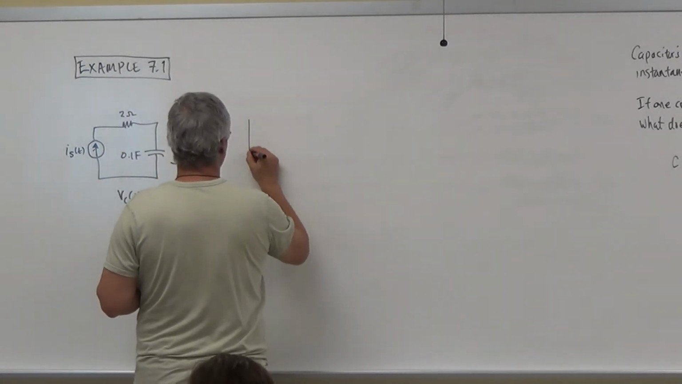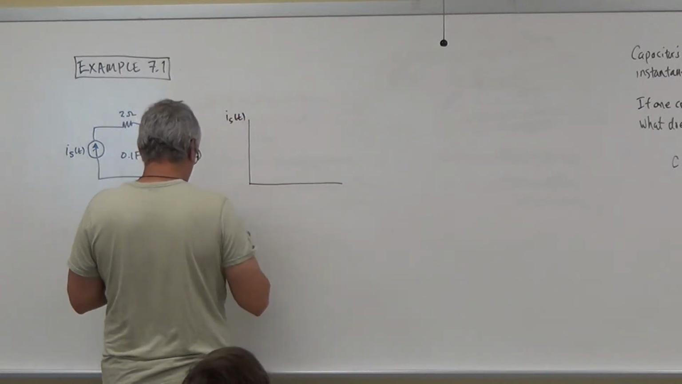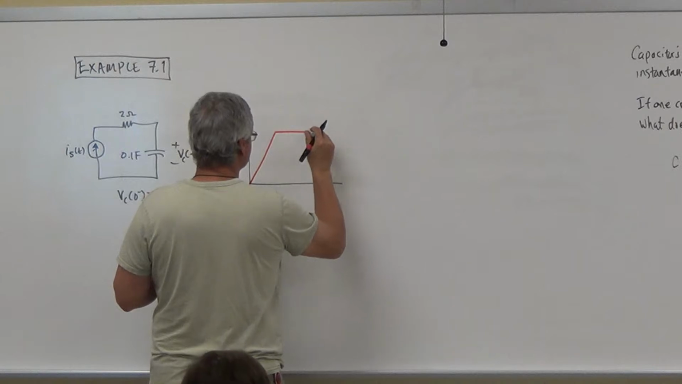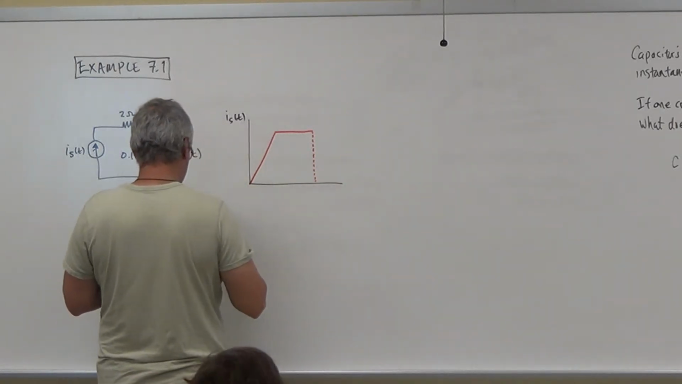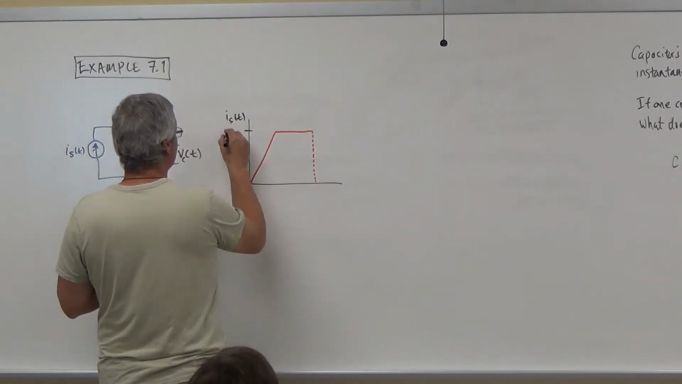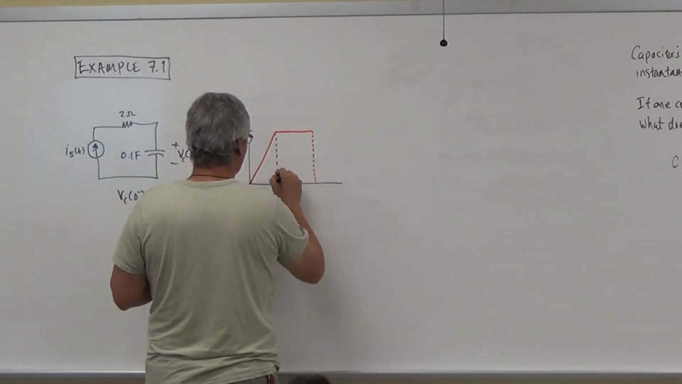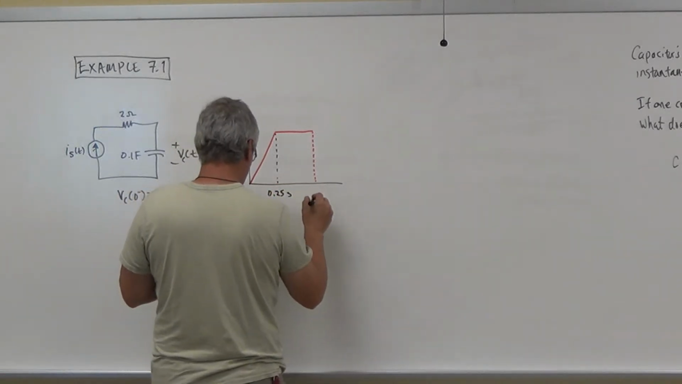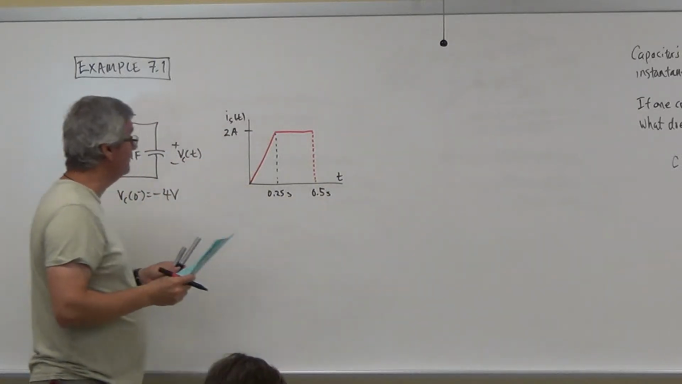So if I look at what the current source is, the current source is a function of time. And what you're seeing here is that it goes up linearly and then it flattens out, and then turns off here. This is of the order of 2 amps. This is at 0.25 seconds, and this is at 0.5 seconds. Well, we're plotting time here.